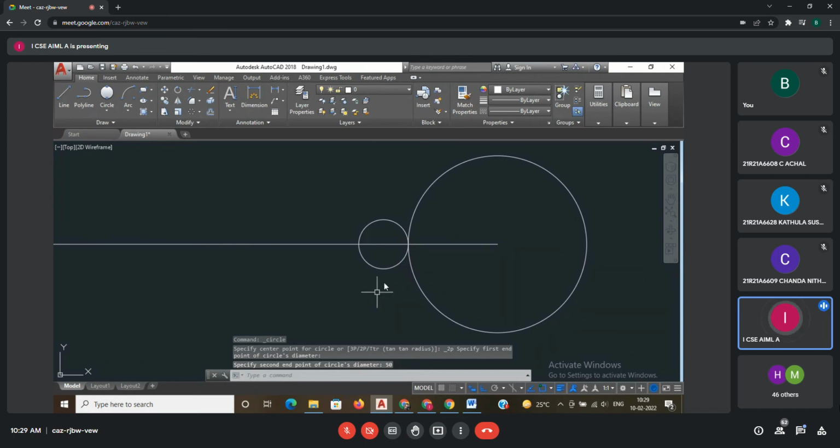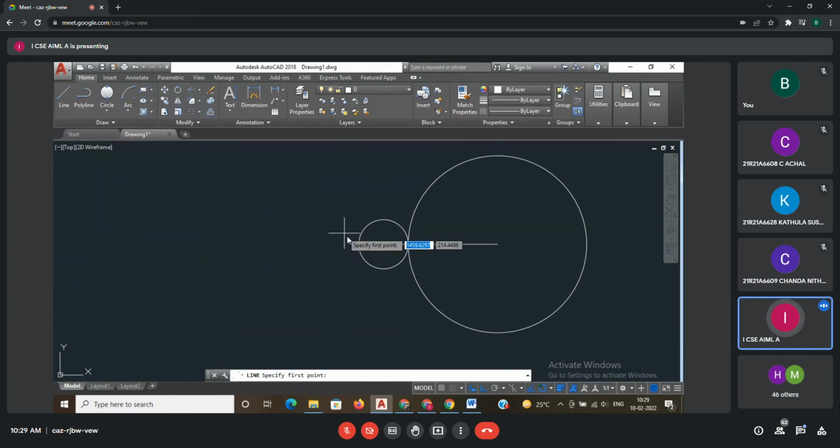Okay, now for this circle, I don't know the center, so even though I have drawn it, if I go for center and radius or center and diameter, I don't know the center. That's why I want to go with the 2-point method. Then I will go with the trim command. I will erase this. Okay, I will draw one more line on this, for dividing the circle.